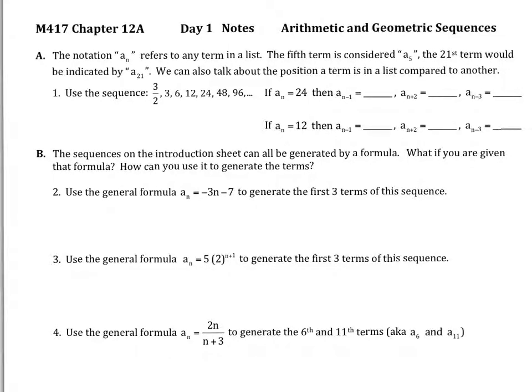Okay, everybody, here are the day one notes from the new chapter, finite arithmetic and geometric sequences. So, the notation A sub n refers to any term in the list. The fifth term would be considered A sub 5. The 21st term would be indicated by A sub 21. We can also talk about the position a term is in a list compared to another.